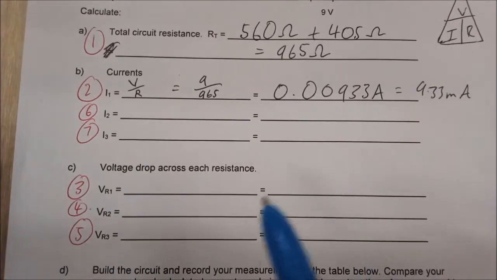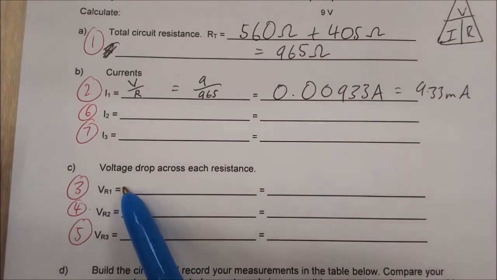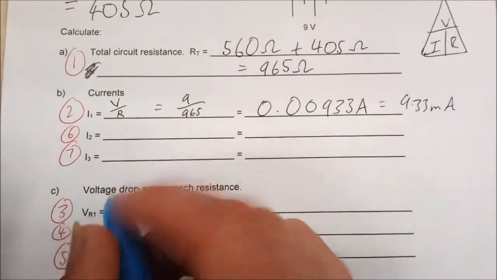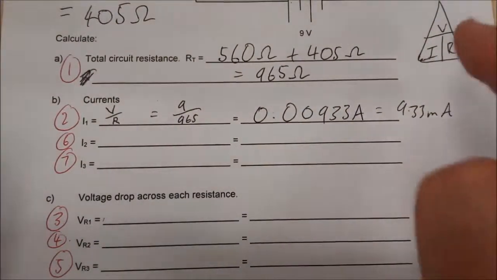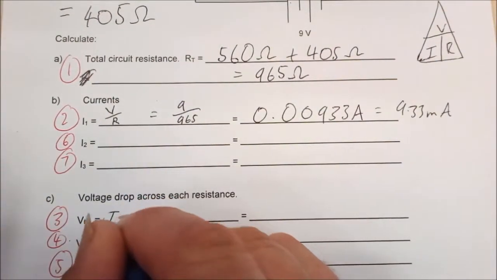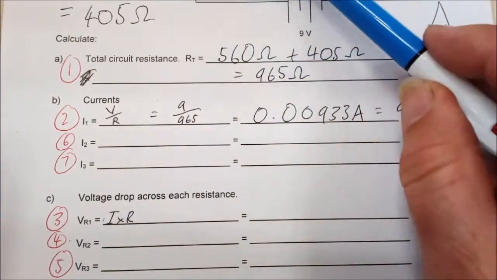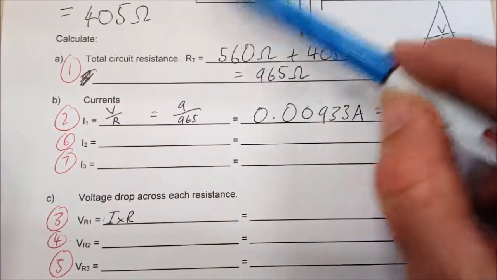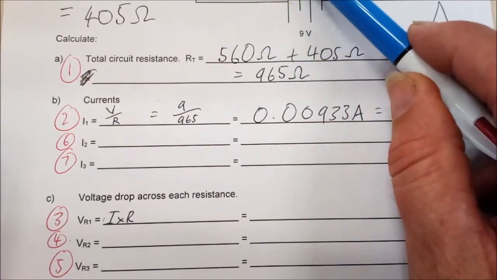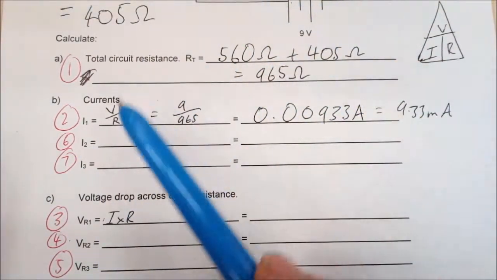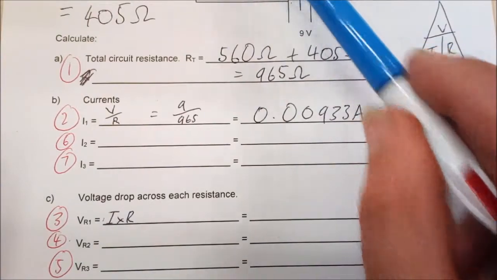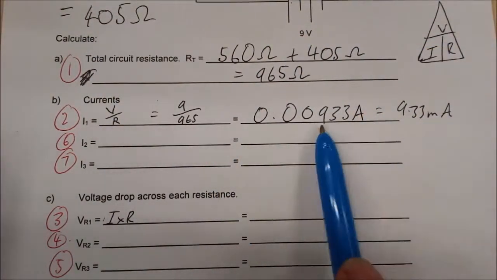So let's have a look now at VR1. Let's see if we can do this. So V, voltage, according to our formula over here, is equal to I times R. Now, have we got enough information for that here, for R1? Have we got the I through R1? Yes, we do, because of course I1 goes through R1, so we've already calculated it here.